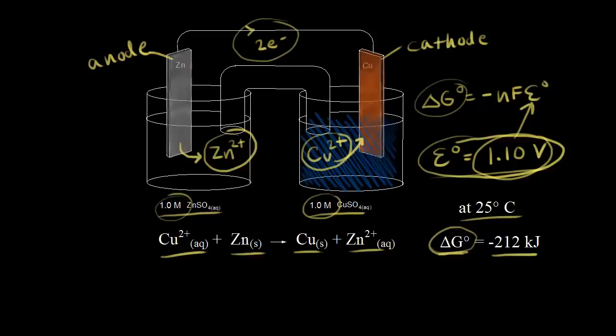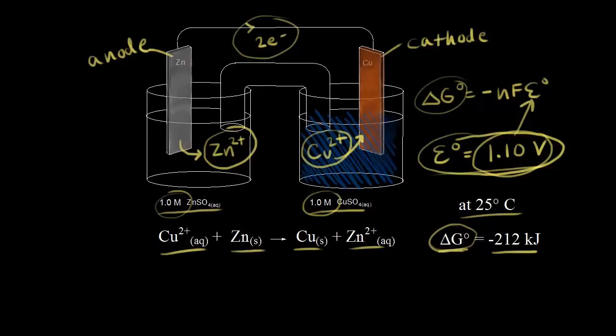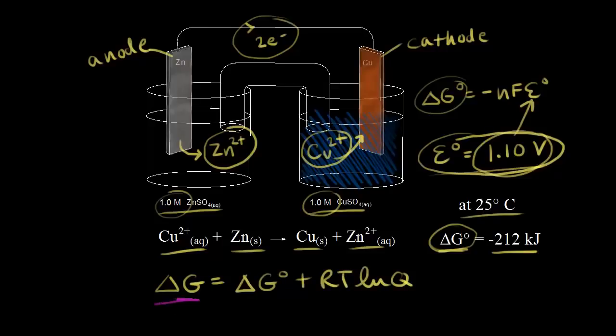Let's look at the equation for the change in free energy from thermodynamics, and let's analyze our galvanic cell. So the change in free energy is equal to the standard change in free energy, delta G0, plus RT natural log of Q. So remember, this delta G is the instantaneous difference in free energy between your reactants and your products. Delta G0 is the change in free energy under standard conditions. R is the gas constant, T is temperature in Kelvin, and Q is your reaction quotient.